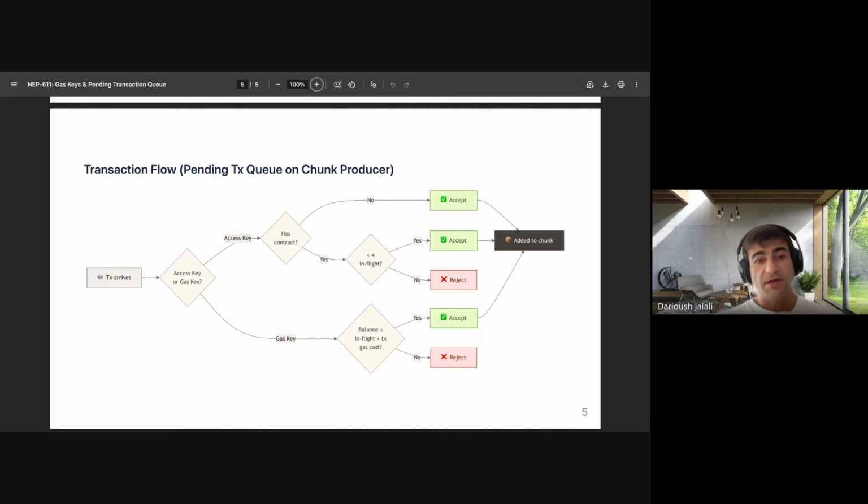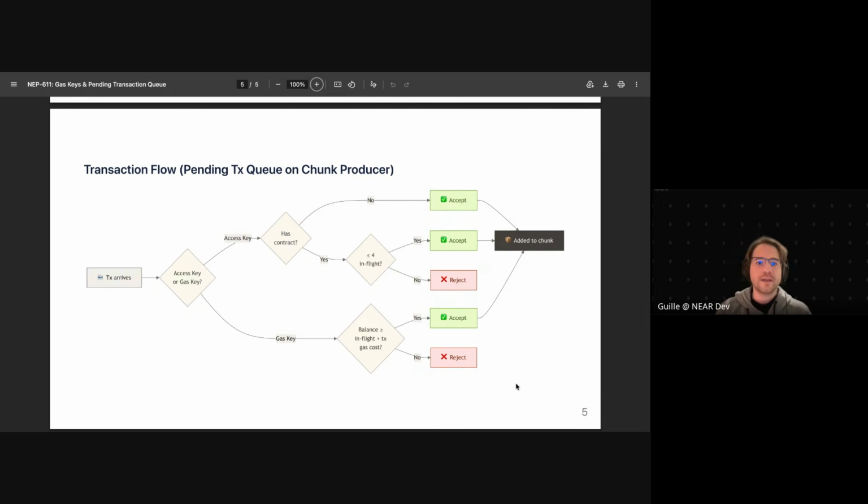And lastly, I have the overview of the new chunk producer's behavior. So first, when the transaction arrives, it will check if it's an access key or a gas key. In case of access key, we will check for a contract. And if there are more than 4 in flight, we will reject that, or it would have to wait until those transactions that are in flight are certified, and then they would be included. And for the gas key, such limit doesn't apply. Instead, we can accurately check whether the transaction can pay its fees and include it based on that. Yeah, this concludes the slides I had for today.